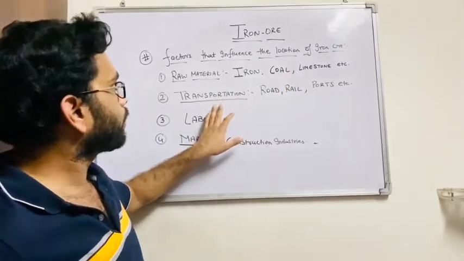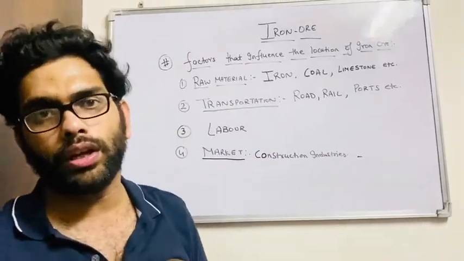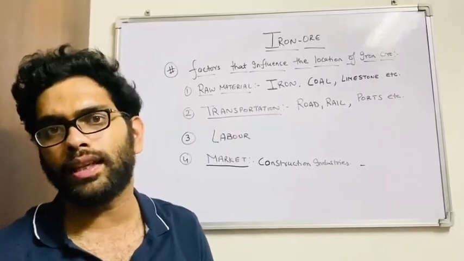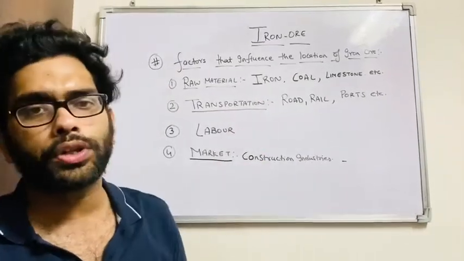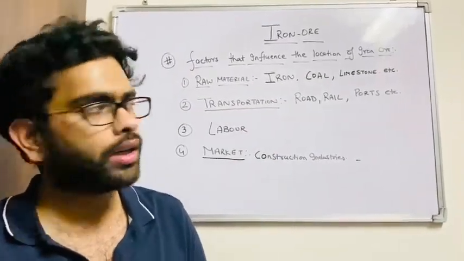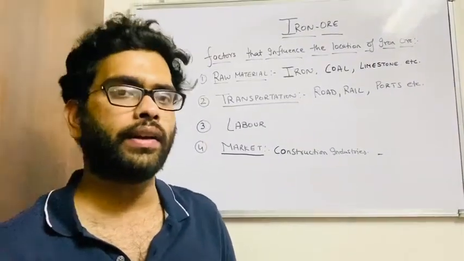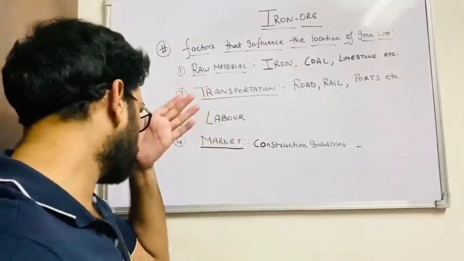The second important factor is transportation. If you manufacture the iron, then the second step would be to transport it to the vicinity or to some other places. For this you need transportation, and the transportation is carried through road, railways and ports. Okay, it also happens through ports. Seaports exist so that heavy industry products like iron and steel can be exported from one place to another.